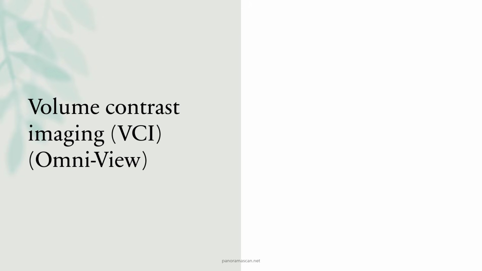Volume contrast imaging, or VCI, also known as OmniView, is a real-time volume rendering technique that enhances traditional 2D ultrasound by adding 3D/4D visualization. VCI operates by selecting thick slices of tissue data, with slice thicknesses that can be adjusted between 3 and 20 millimeters. This flexibility allows clinicians to focus on specific regions of interest with varying levels of detail.